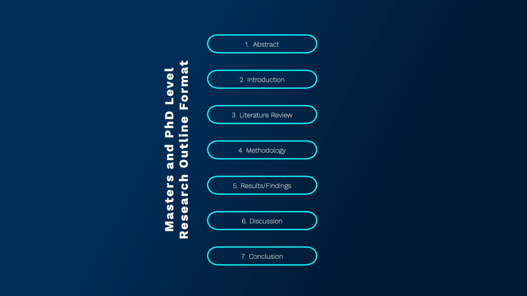In addition, at the master's and PhD level, you will most likely follow a research paper outline for your thesis or dissertation, which almost always looks like this and follows this organizational pattern. Abstract, introduction, literature review, methodology, results findings, discussion, and conclusion. Why is it always the same, you might ask? Isn't that boring, Josh? Well, maybe.